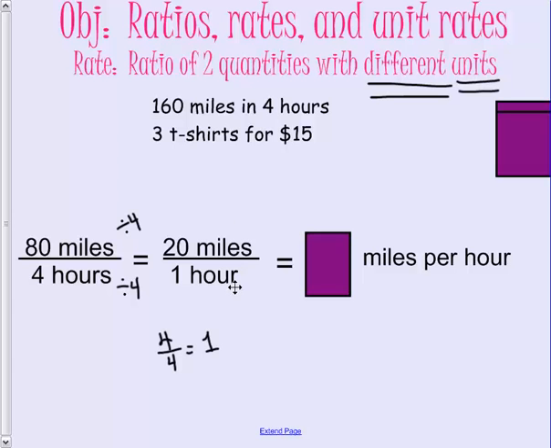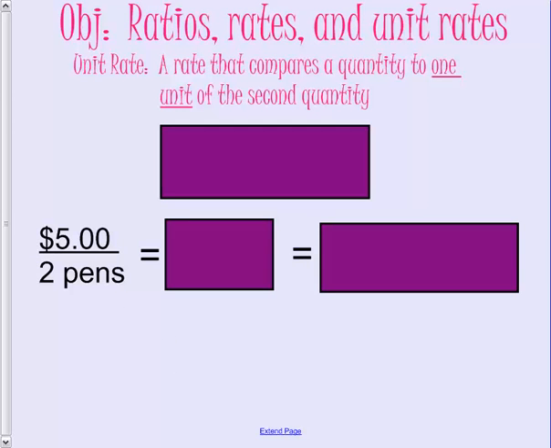Well, this is what we call a unit rate. All right, and we're going to look at the definition in a second, but one way that we talk about unit rates is 20 miles per hour. So let's look at the definition of a unit rate. A unit rate is a rate that compares a quantity to one unit of the second quantity. So it's a rate, which means that there's going to be two different units, money and pens in this case. Okay, it compares one unit.